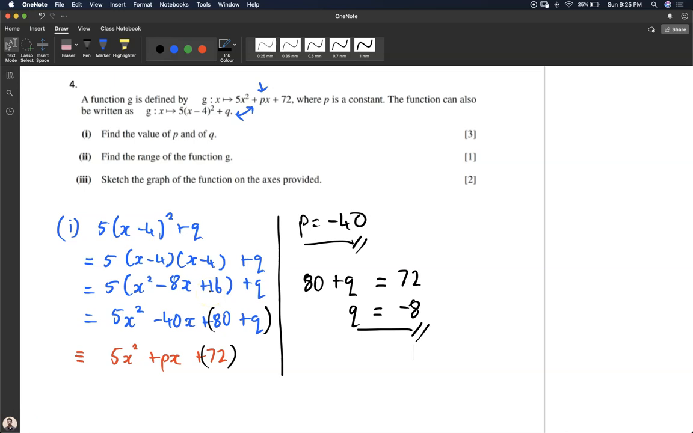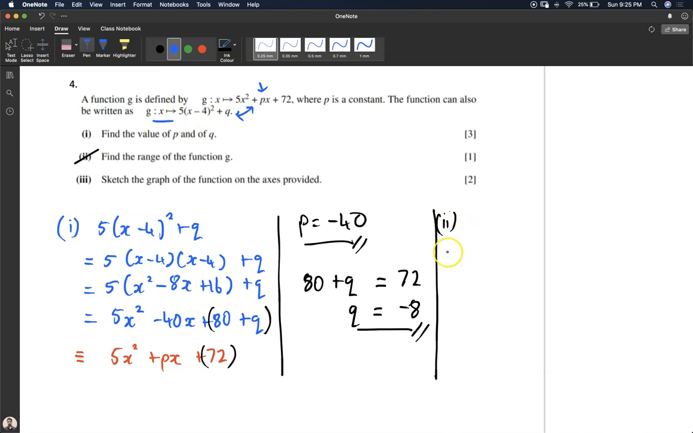All right. So while I'm at it, we have 2 more questions. Find the range of the function g. So I have some space here, so let me just squeeze it in. In order to find the range of function g, we must first write down the full function of g. I'm going to use the second format, and there's a reason for it. I'll show in a bit.